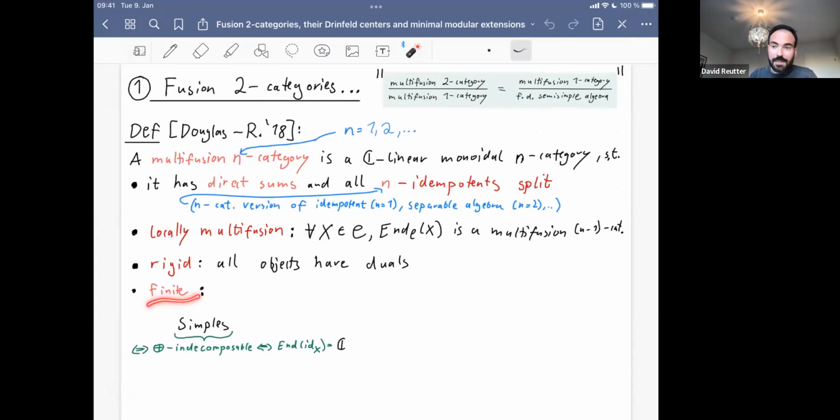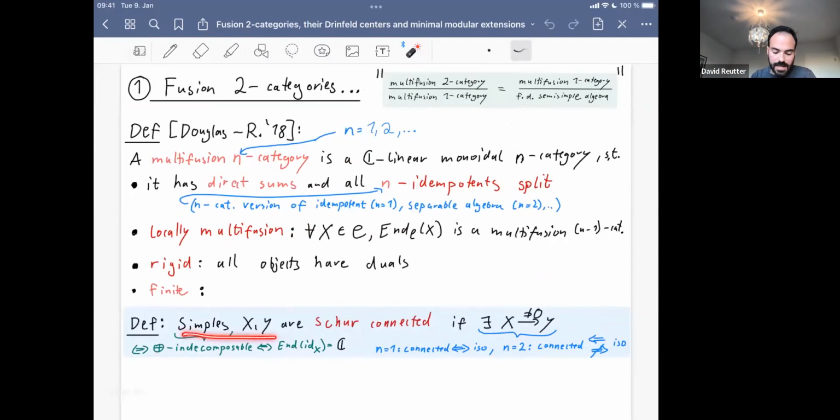Before that, let me skip over this finiteness condition and first talk about what a simple object is. One can show that an object is simple in the correct two categorical sense if and only if it's indecomposable under the direct sum operation. And this is also true if and only if the endomorphisms of the identity of this object are just the ground field, which uses algebraic closedness of the ground field. Compare this with the definition of a multifusion one category, where the same is true. An object is simple if and only if it's direct sum indecomposable and the endomorphisms of the object are the ground field. Here we're one further level away from the complex numbers level, so I need to look at the endomorphisms of the identity on that object.